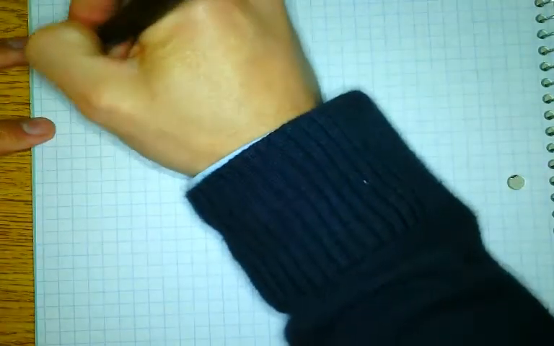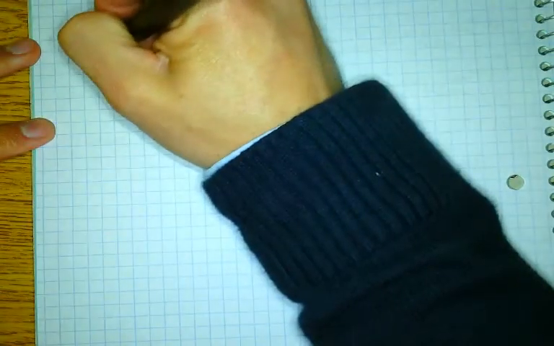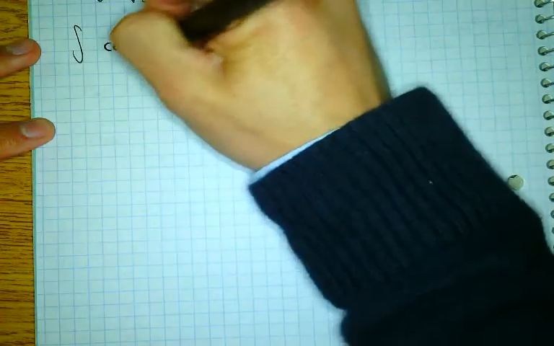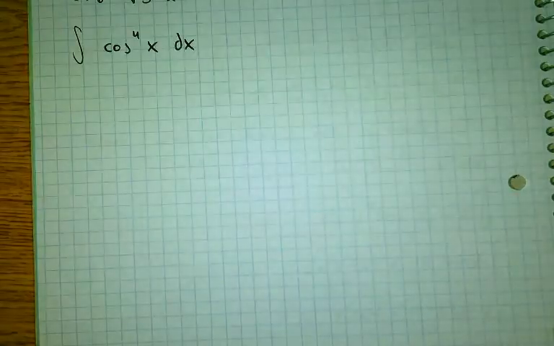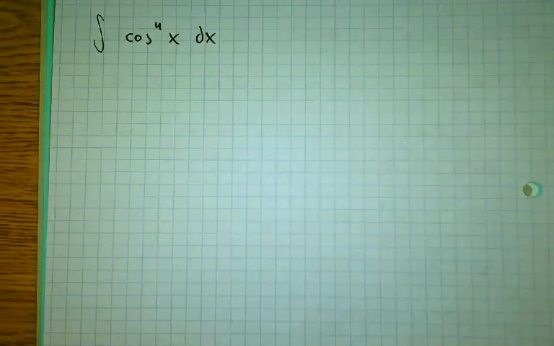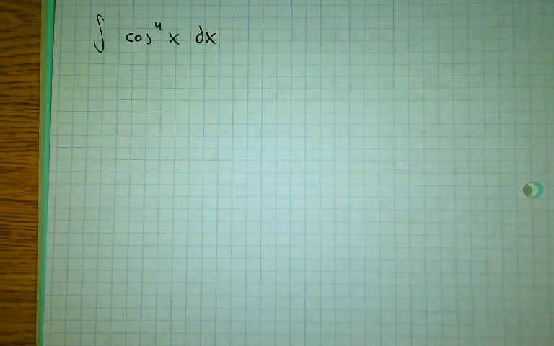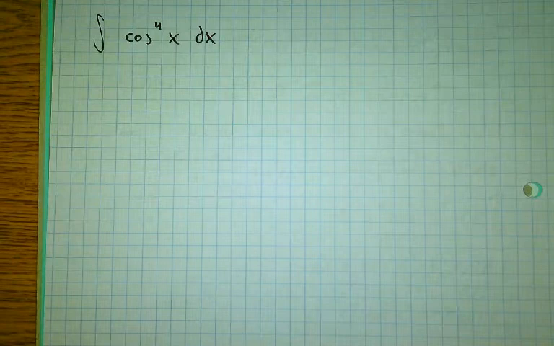So let's say that we have something like the integral of cosine to the 4th power of x dx, completely by itself. Cool? All right, so this is where that third rule kind of comes in and helps you out. It says that if you have even powers, you are going to use the power reducing identities.